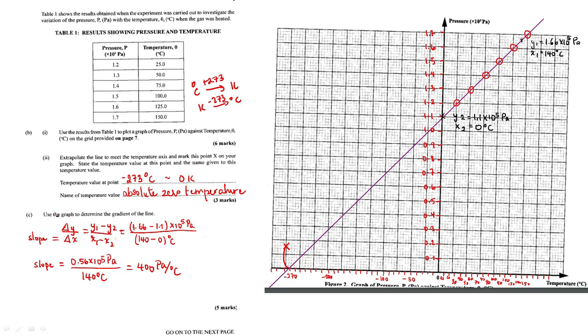Now C says use the graph to determine the gradient of the graph. Simple. All you gotta do is find 2 points on the line that you were not given in the table. Okay? And so I use this point in black, and then I use this point up here. So this point is very easy to find the coordinates. I label this as point 2, and this as point 1. And so I have here y2 is definitely equal to 1.1 times 10 to the 5 pascals. So that's something we need to remember, that the pressure was multiplied by 10 to the 5. And it says it here.